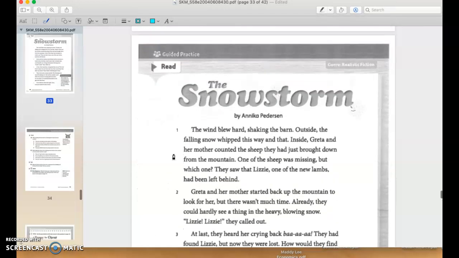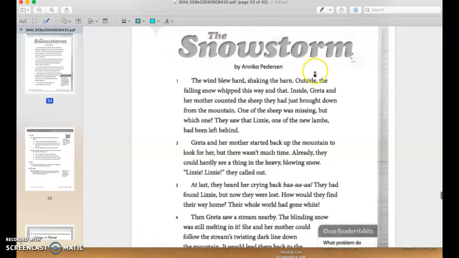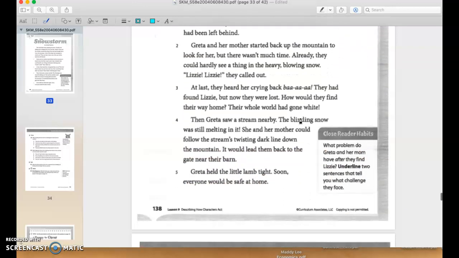After you finish that, you're going to go up here to what's called the snowstorm. You're going to read the snowstorm and make sure you're doing what the close reader habits asks you to do, like what problem do Greta and her mom have after they find Lizzie. Underline 2 sentences that tell what challenge they face.